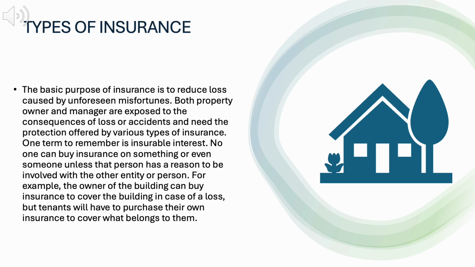No one can buy insurance on something or even someone unless that person has a reason to be involved with the other entity or person. For example, the owner of the building can buy insurance to cover the building in case of a loss, but tenants will have to purchase their own insurance to cover what belongs to them.